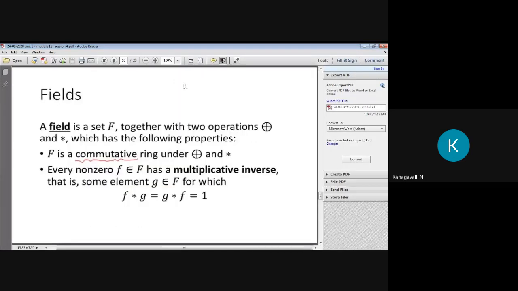Then see the next one, field. A field is a set F together with the two operations plus and star. It has the following properties. The same thing: F is a commutative ring, that is, a field is a commutative ring under addition and multiplication. Here every non-zero element f of the field has a multiplicative inverse, like this: f into g equals g into f. This is also another example with integers, right? If you are taking the integer, maybe a negative term also, your result is the representative of 1.